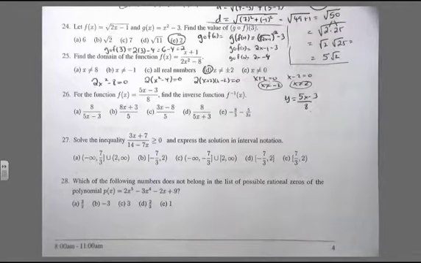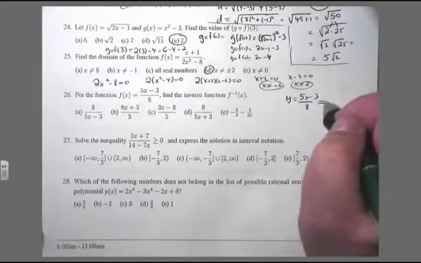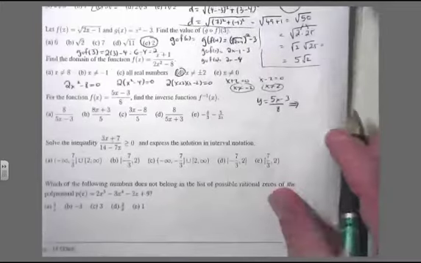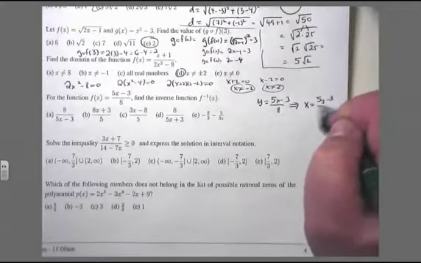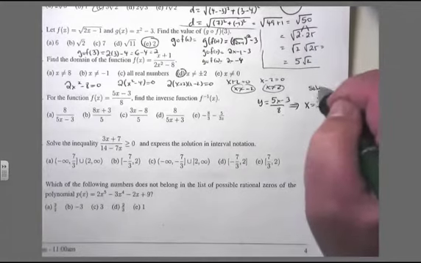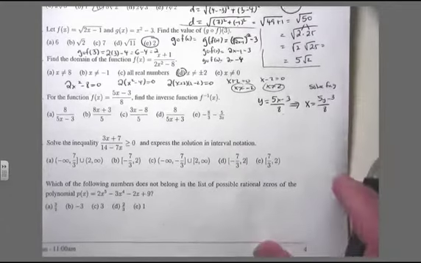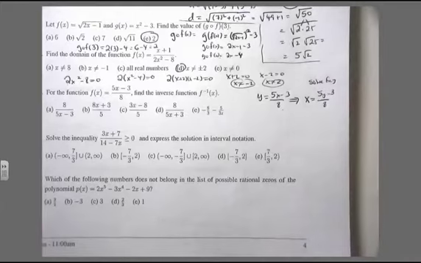Switch the x and y coordinates. When you hear the word inverses, replace function with y and then switch the x and y coordinates. When I switch the x and y coordinates, this is going to give me x is equal to (5y minus 3) divided by 8. Now your mission is to solve for y. If I got x equals (5y minus 3) divided by 8, how would you solve for y? What would your next move be?